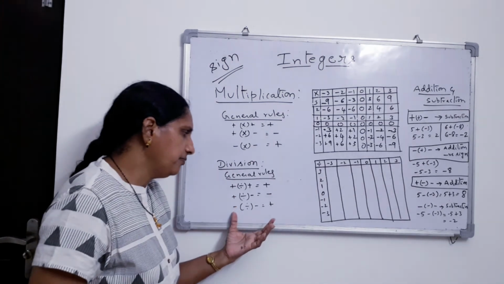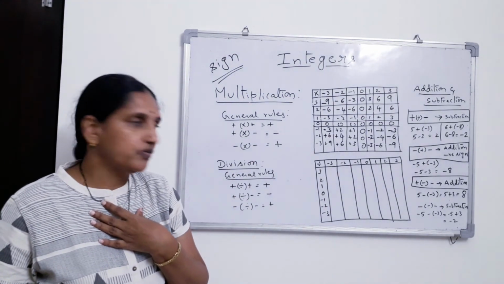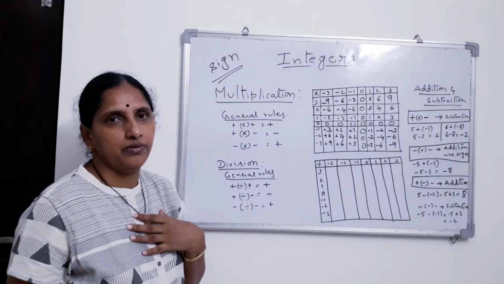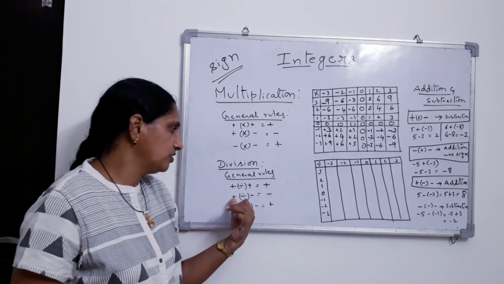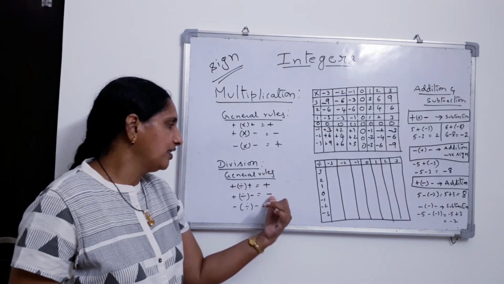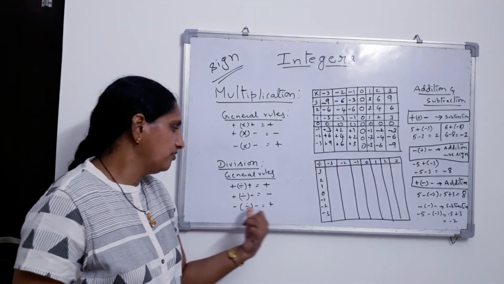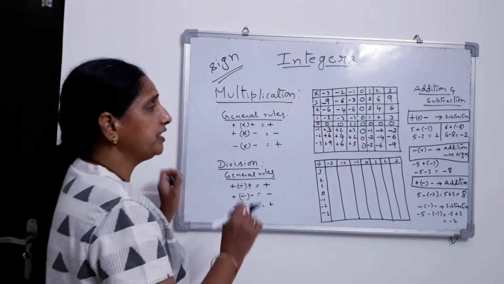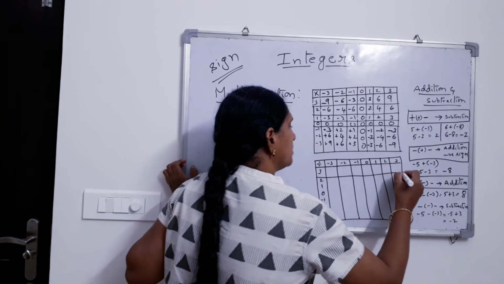Right. Same rules for division also. Plus divided by plus is plus. That means a positive integer divided by a positive, you will get positive. A positive integer divided by a negative, you will get negative. Or negative divided by positive is also negative. Negative divided by negative is positive. The same. Only thing here is that the division values will change.